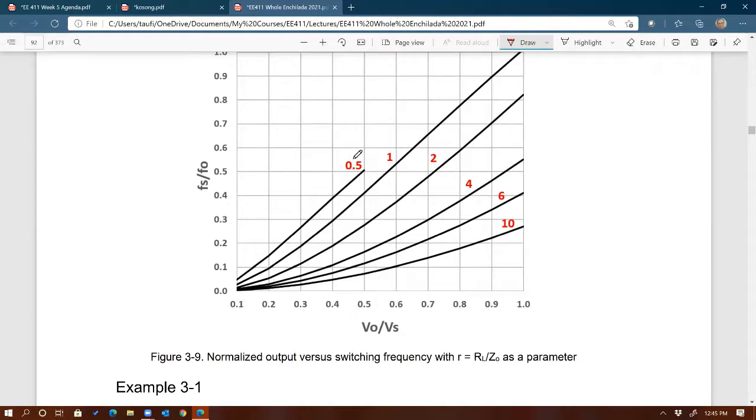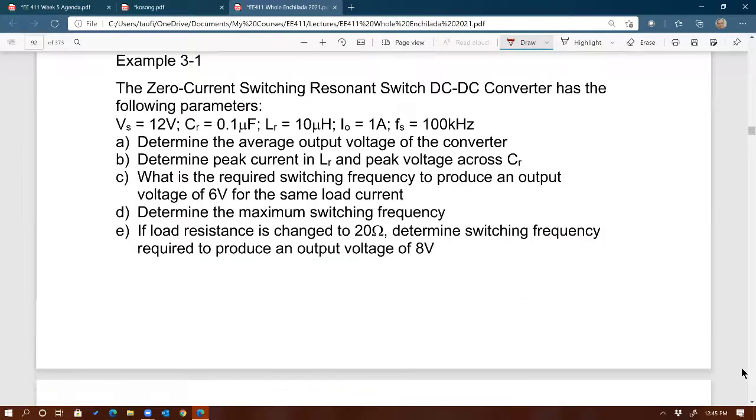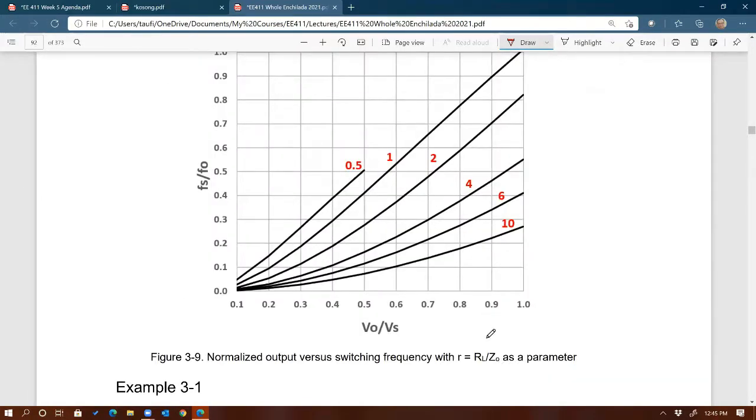So every single one of these numbers right there, 0.5, 1, 2, 4, 6, this is page 92, right? So every single curve that you have corresponds to this ratio right there, RL over Z naught. Okay, so per given RL over Z naught, you can see the ratio of the frequencies will be a function of the ratio of the voltages, and we can make use of this to approximate the average output voltage of the resonant converter, right?